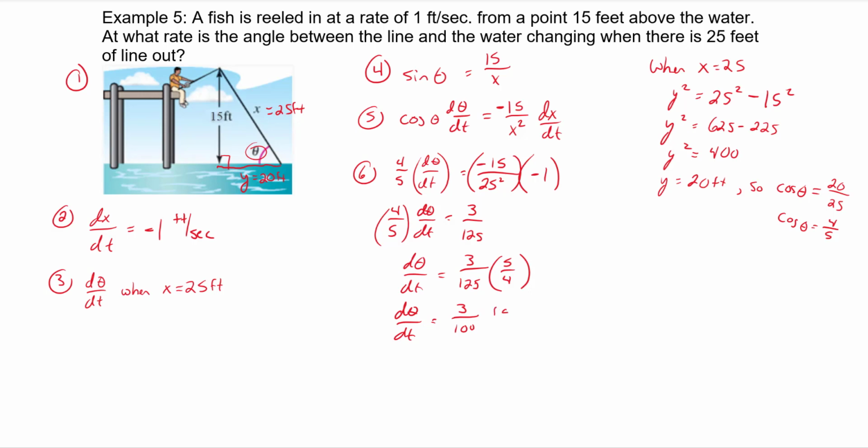And in this case, our units are going to be radians per second. You couldn't easily get that by plugging in your units, but in this case, you just know theta. We're always going to measure theta in radians in this class. So it's going to be 3/100 radians per second, or as a decimal, because it's pretty easy to do, dθ/dt is 0.03 radians per second. And we're finished.